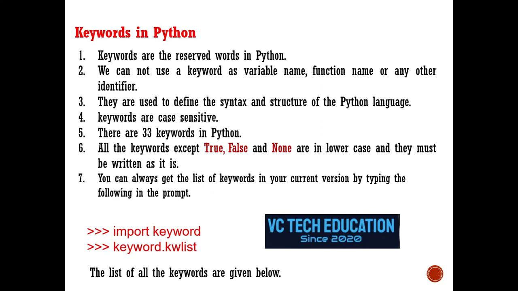Next, keywords in Python. Keywords are the reserved words in Python. We cannot use keywords as a variable name, function name, or any other identifier. They are used to define the syntax and structure of the Python language. Keywords are case sensitive. There are 33 keywords in Python. All the keywords except True, False, and None are in lowercase, and they must be written as they are.